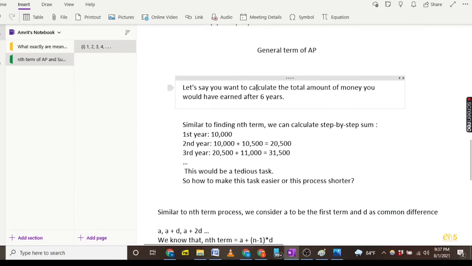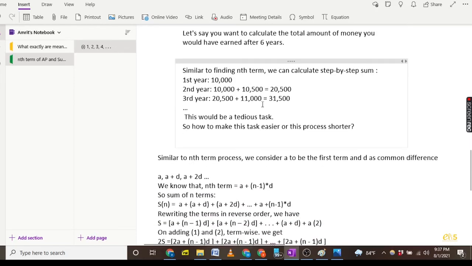And now we get on to the sum of an AP. Let's say you want to calculate the total amount of money you would have earned after 6 years. So how do we do that? Similar to finding the nth term, we can calculate it step by step.